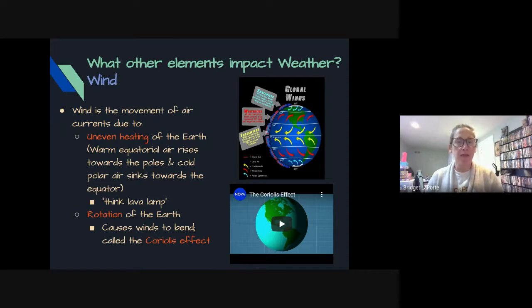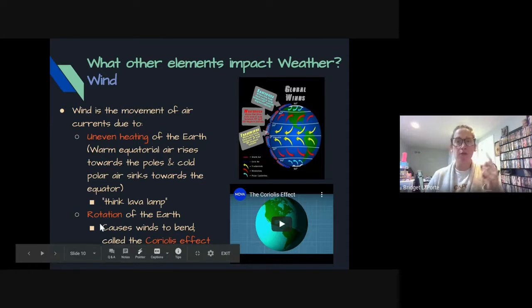The second piece that impacts weather is the rotation of the Earth again. So the Earth is spinning around, all right? It's spinning on that axis. And what that does is it causes the wind to bend, all right?